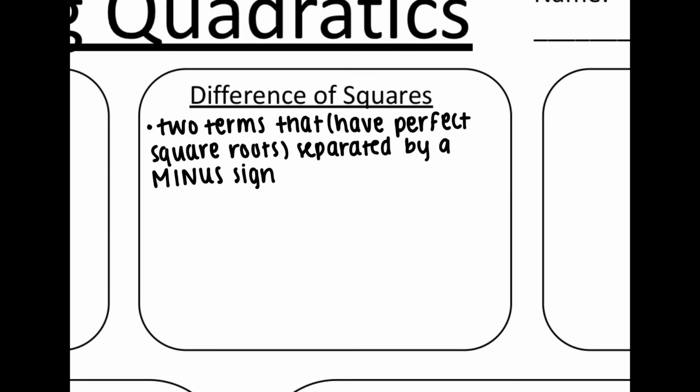So what the difference of squares is, how to recognize it, it's 2 terms that have perfect square roots and they're separated by a minus sign. So if you see 2 terms that you can take the square root of each of them and there's a minus sign in between them, you can use this trick.